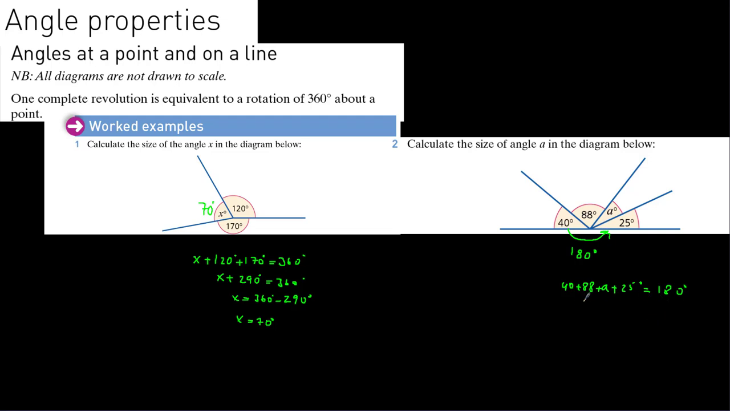So 40 plus 88 is equal to 128. It should be 128 plus a plus 25, I forgot to add 25 to this one, is equal to 180. 128 plus 25 is 153. It's going to be 153 plus a is equal to 180 degrees. A is equal to 180 minus 153. If it were 150 only, it would be 30. So this angle is 27 degrees. A is equal to 27 degrees.